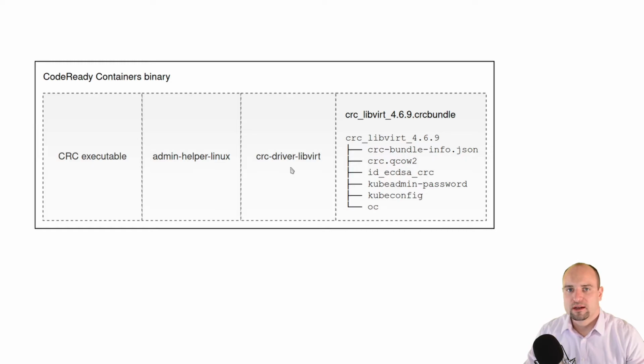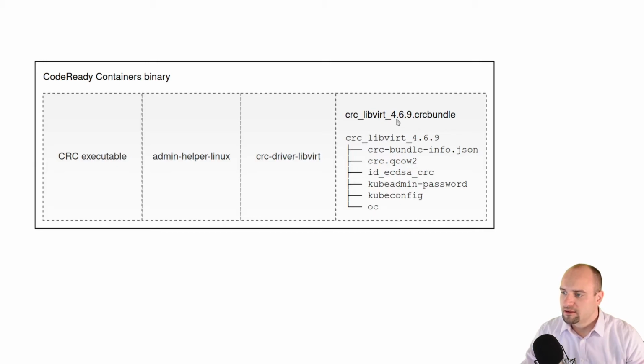This driver is a small daemon, which CRC will start during the deployment process, and this daemon is abstracting the underlying details of the virtualization platform away from the CRC core. In our case, this driver will be called by CRC in order to create a storage pool as well as to create the virtual machine using libvirt. The last part of the CodeReady Containers binary is the so-called CRC bundle.